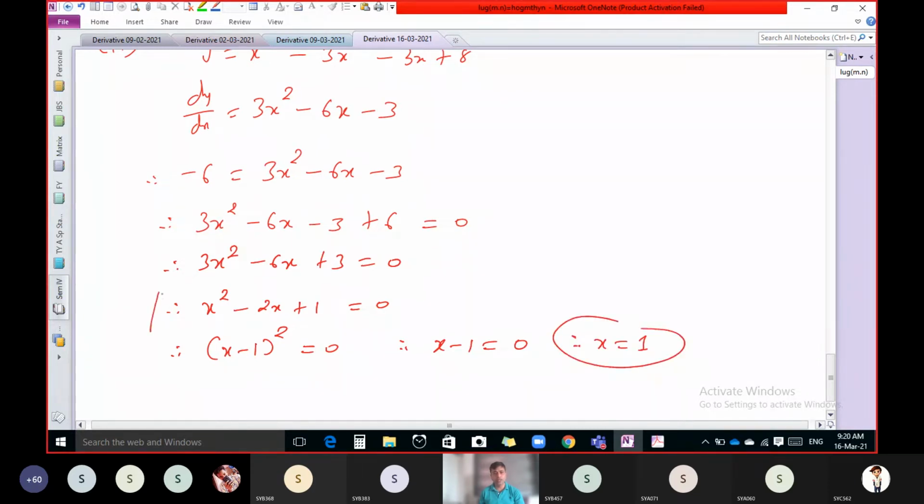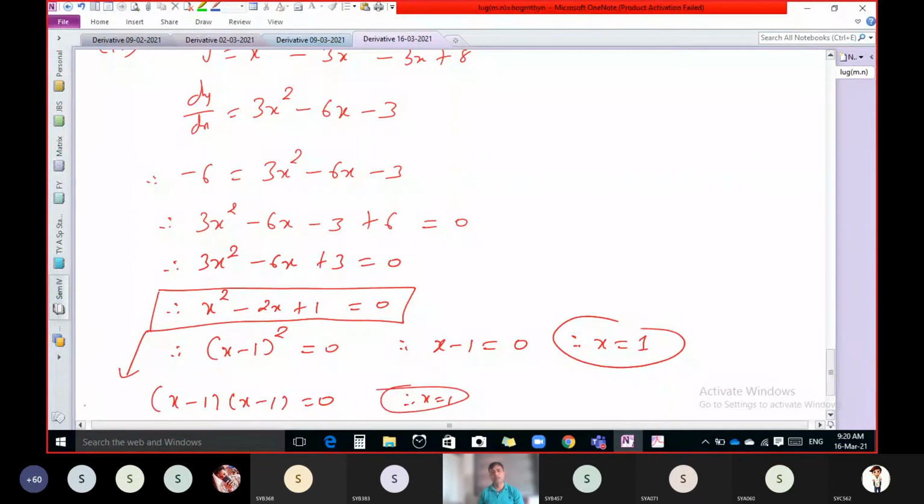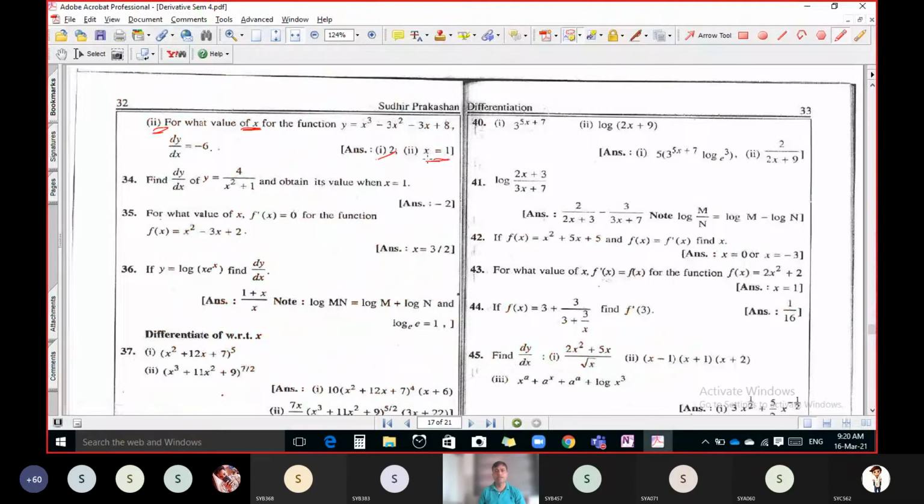Or for this part, you can factorize. So the factor is x minus 1, x minus 1. That is nothing but x minus 1 the whole square. So we get x equal to 1. So here we get the answer x equal to 1.